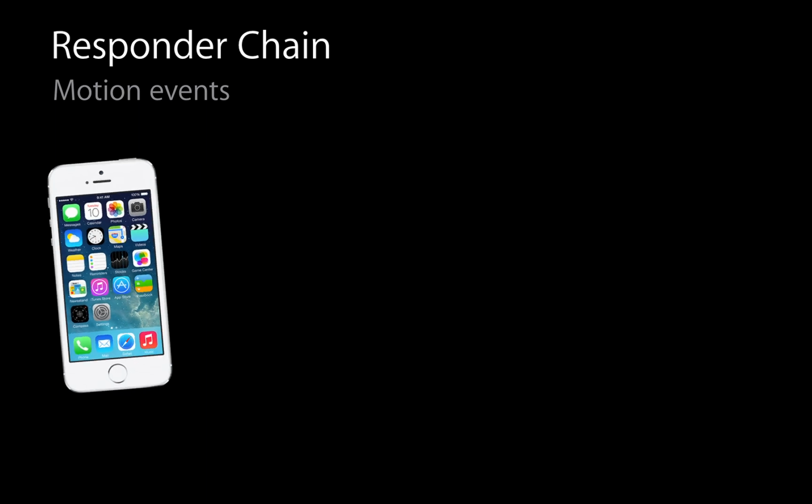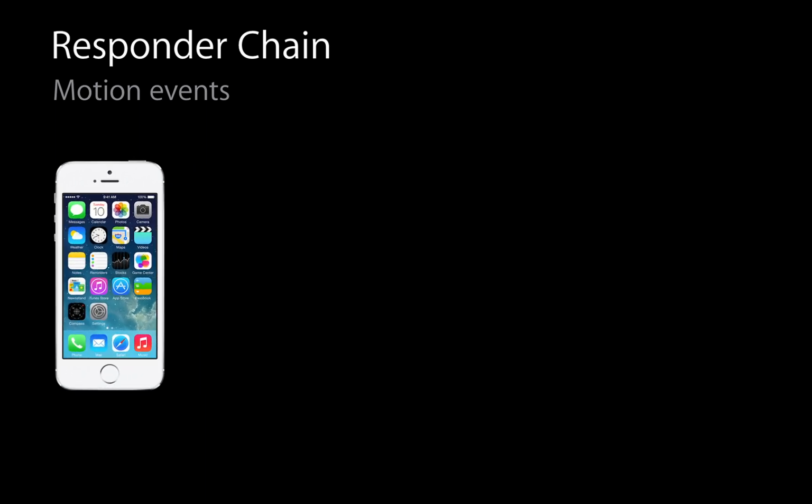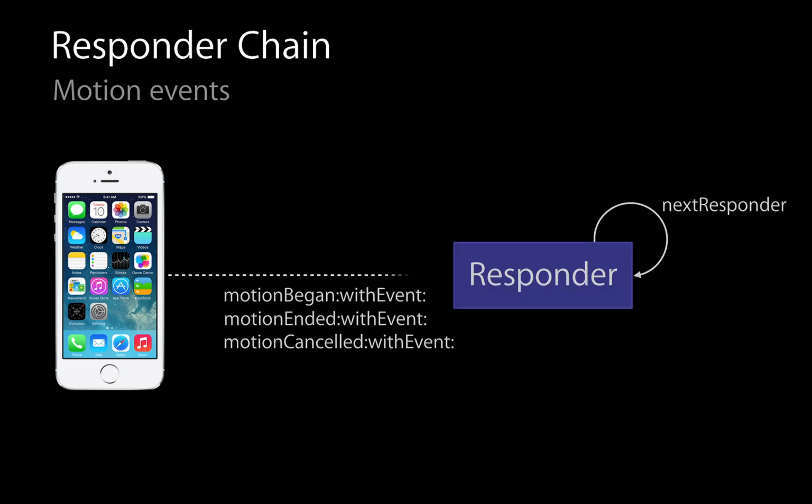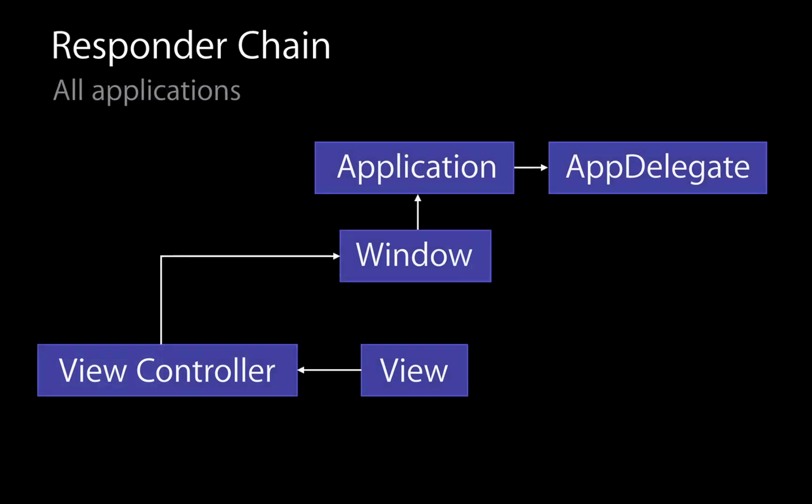So when the user shakes the phone, we send this motion began, motion ended, and motion canceled to the responder chain. And so that travels up the responder chain looking for the object that responds to that message. And the great thing is you can use the responder chain to respond to things like that, like motion ended, by implementing it wherever it makes sense in the responder chain.